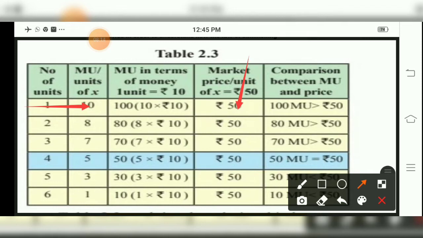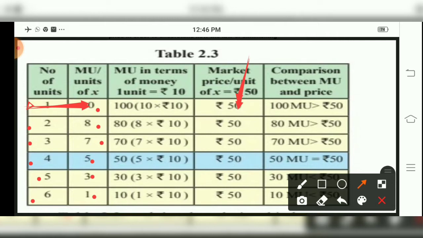We have to study now the relationship between marginal utility and price. This table is telling that the number of units, MU of X, for the first unit is 10, and the market price per unit we have to consider as rupees 50. Now 6 units are there, and the marginal utility for these 6 units was first 10, then 8, 7, 5, 3 and 1.